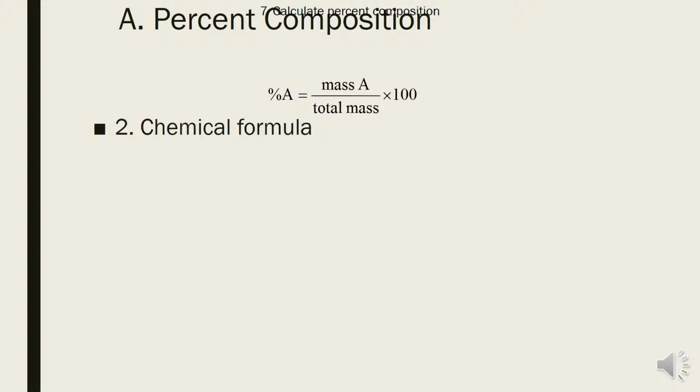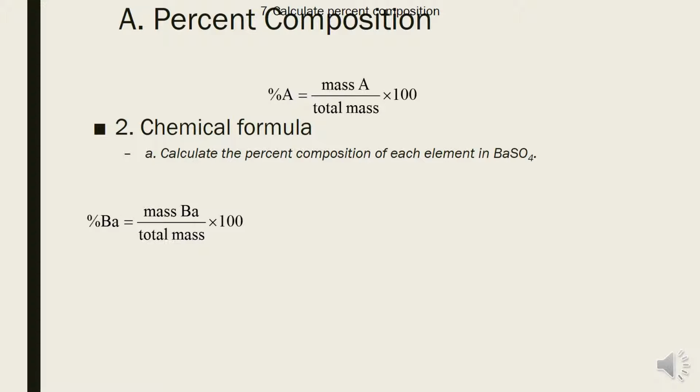The more common way to have to calculate a percent composition is from the formula for the compound. So for example, we're asked to calculate the percent composition of each element in barium sulfate, where we're given the formula there, BaSO4.